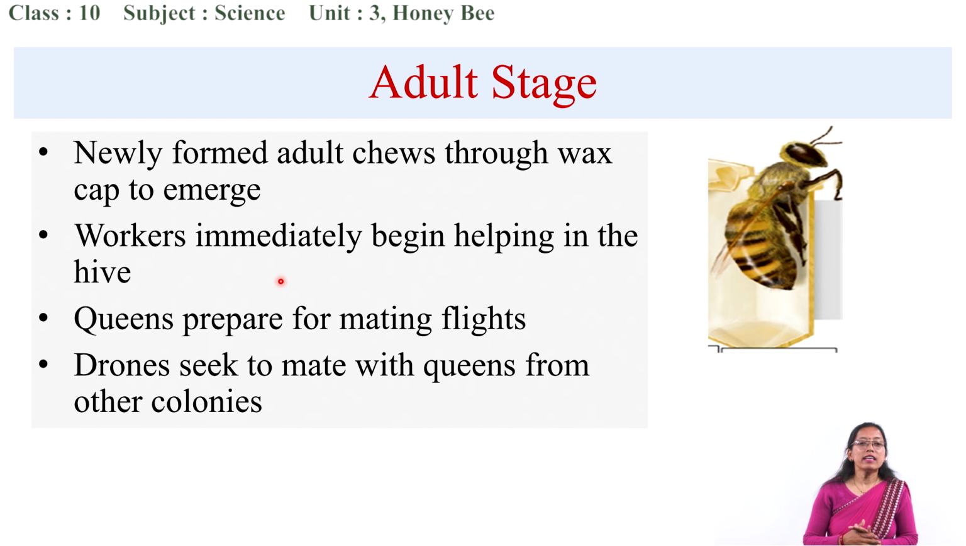And in case of drone, it seeks to mate with the queen from other colonies. That means the queen is not ready here. The drone bees are seeking to mate with the queen bee from other colonies also. In this way, when the adult stage is coming, each and every type of bee has its own work or own characteristics also.